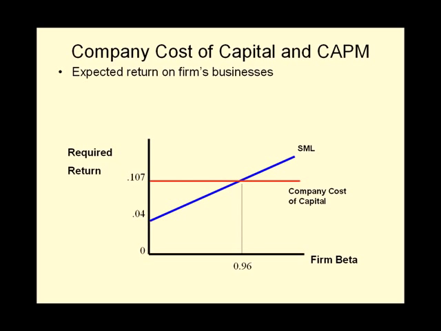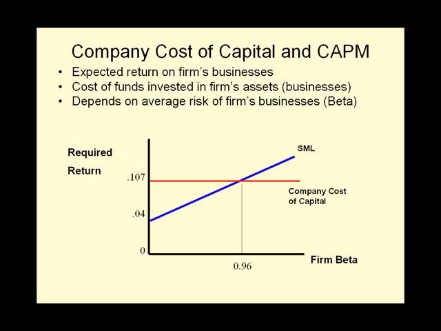The company cost of capital is the return expected by investors in the firm's businesses. Therefore, it's the cost of funds invested in the firm's assets or businesses. Expected return and therefore the cost of funds depend on the average risk of the firm's businesses as measured by beta. Finally, the company cost of capital is the discount rate for the firm's average risk projects, or for projects with the same level of risk as the firm overall.